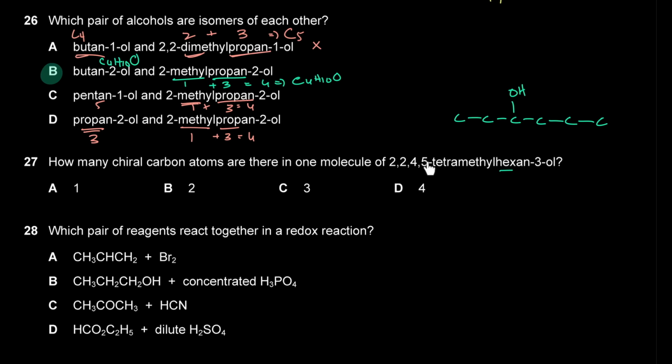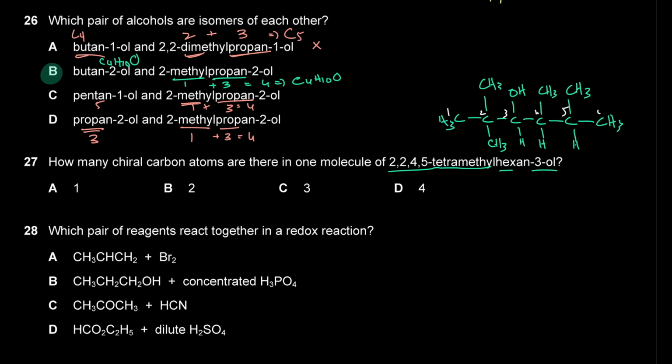And then we have a methyl group on carbon 2. We have another methyl group on carbon 2. And we have methyl groups on carbons 4 and 5. Okay, so 1, 2, 3, 4, 5, 6. We have a methyl group here. Carbon 2, we have 2 methyl groups, CH3 and then CH3. In carbon 4, we have 1 methyl group. And carbon 5 we have 1 methyl group. Okay, so that's 2,2,4,5-tetramethylhexan-3-ol. Okay, so this over here is our compound.